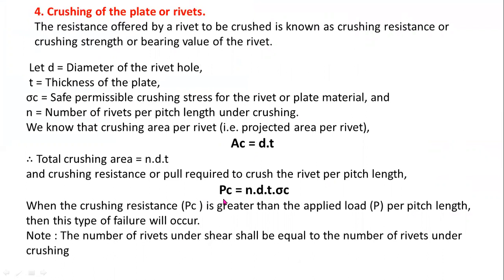So this is the formula for crushing strength. For determining the crushing strength, you have to consider the number of rivets per pitch. d into t is the resisting area, d into t is the crushing area. Sigma C is the compressive stress induced in the rivet material. So you have to use this formula for crushing strength.